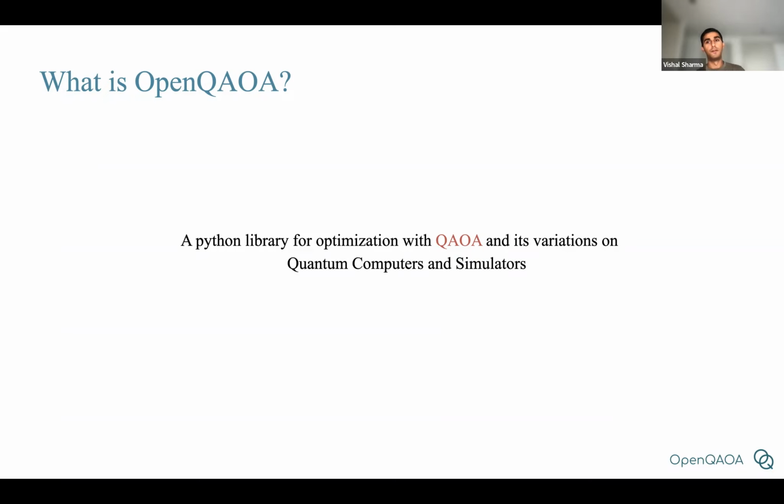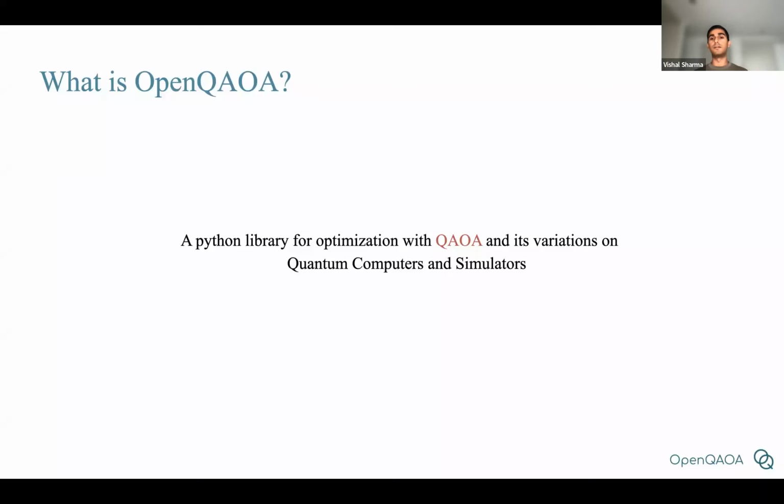All right, so let's start with the first question. What is OpenQAOA? If I have to define the package in one sentence, I would say that it's a Python library for optimization with QAOA. But QAOA, of course, as defined in the original paper by Edward Farhi in 2014, was basically a vanilla version of QAOA.